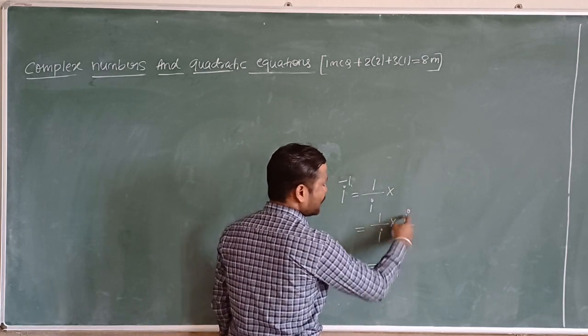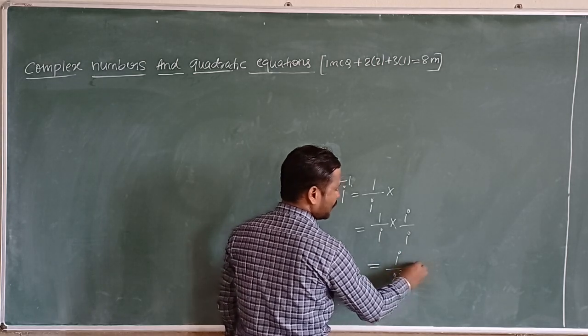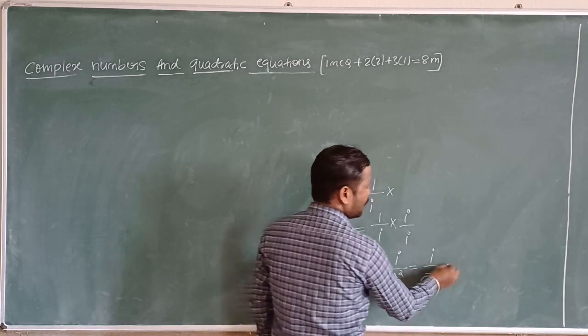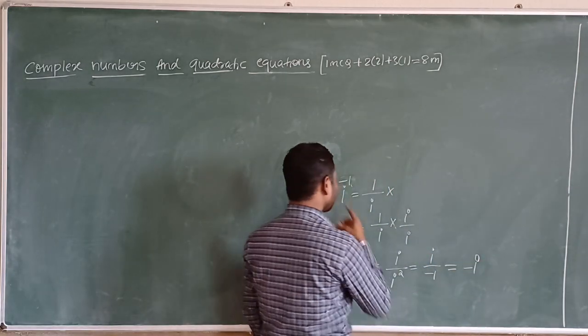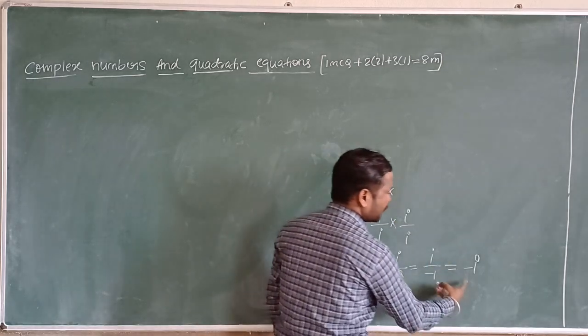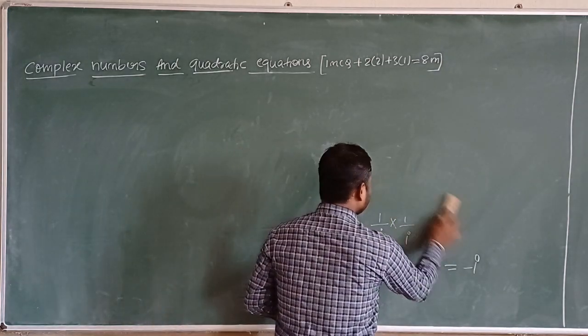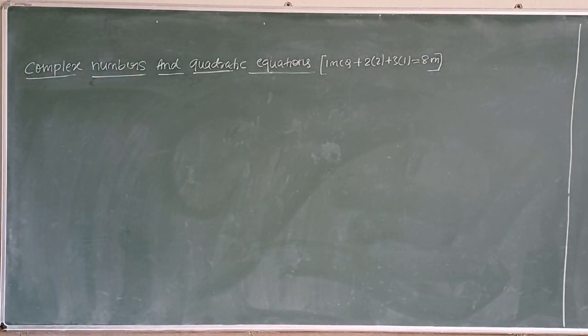That is 1 into i divided by i into i, that is i square now. i divided by i square value -1. i divided by -1 is nothing but minus i now. So i to the power -1 is minus i. Clear? Next one, algebra, that is the sum of two complex numbers now.